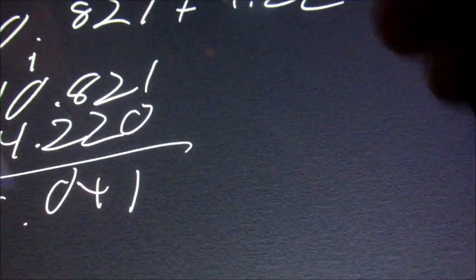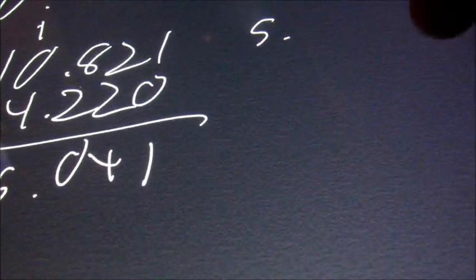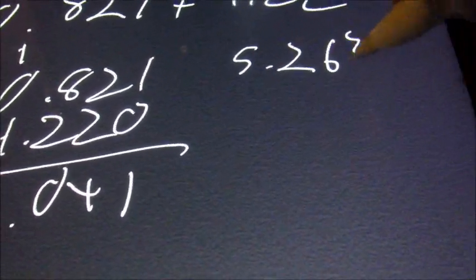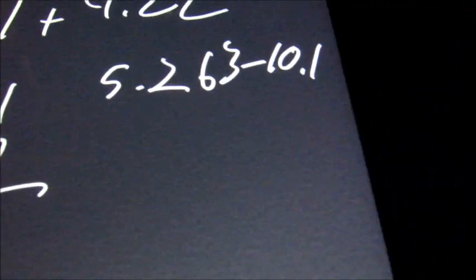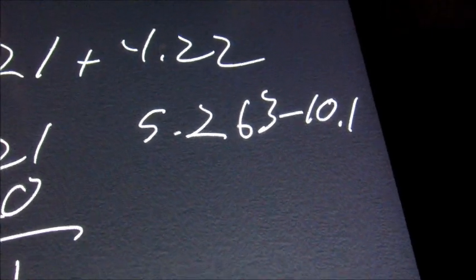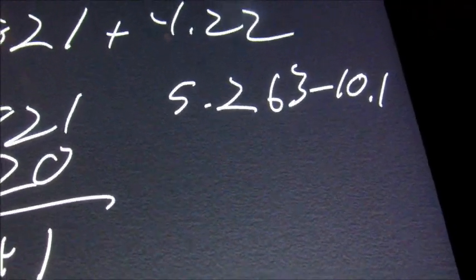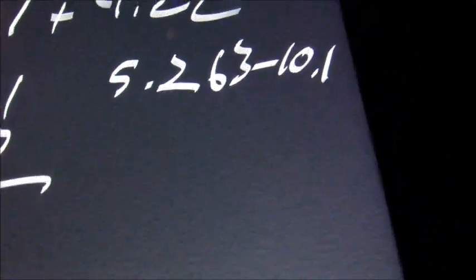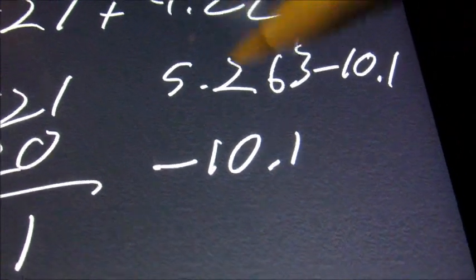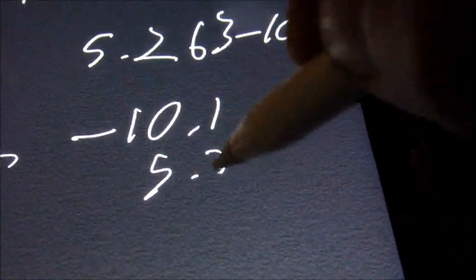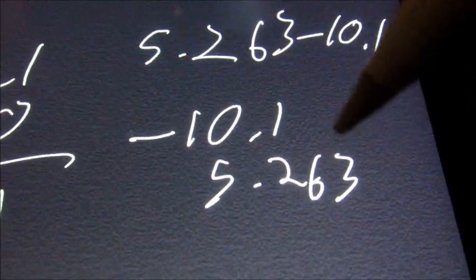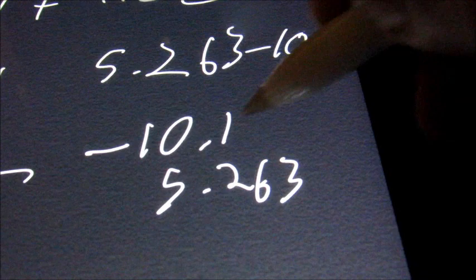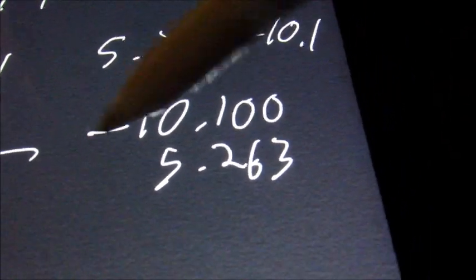Now let's say we're subtracting. Say we have 5.263 minus 10.1. Now these are going to be a little bit different because you need to put the one that's the bigger absolute value on top. So that's going to be the negative 10.1. So we're going to have negative 10.1. And that means this is a plus, and it's going to be 5.263. Now here, if you have more digits past the decimal on the bottom number, you have to put the zeros in on the top number like this.